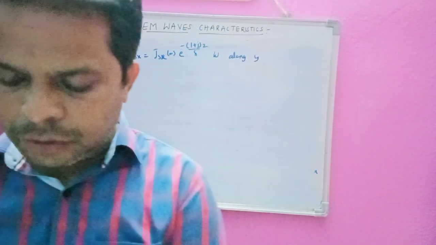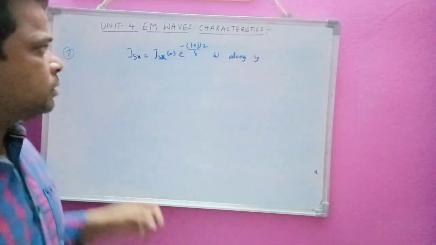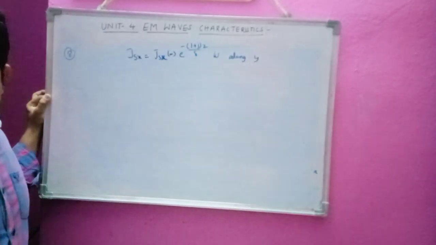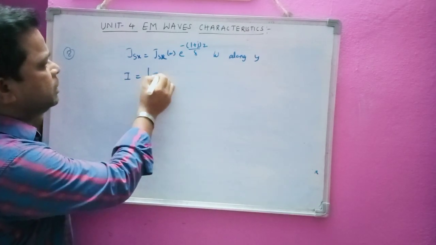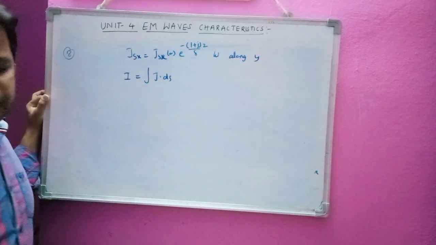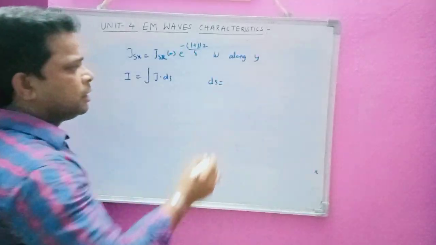Okay, so this is the question he has given. Now let us take the question here. He is asking us to find the integral of J dot dS, that is, the current. So he is asking to find the current here. Already he has given that dS is along the x direction.